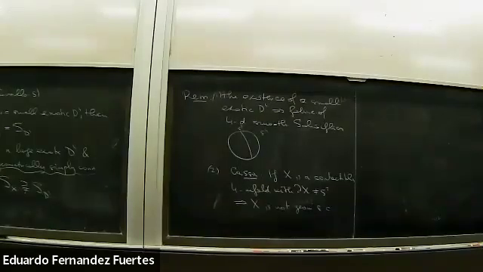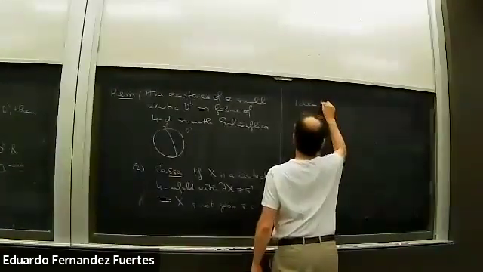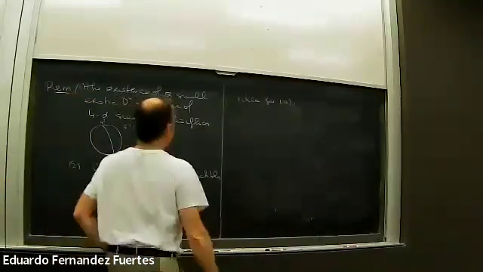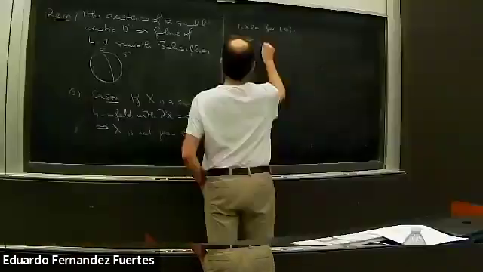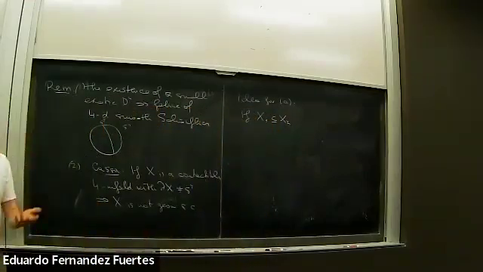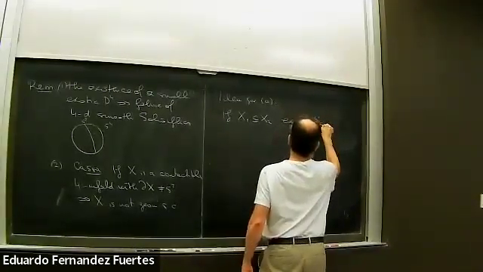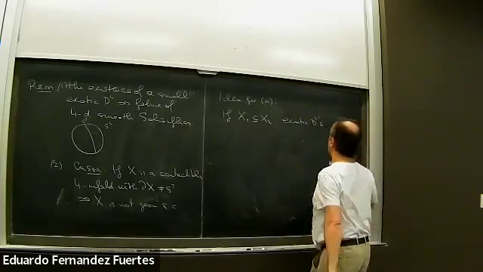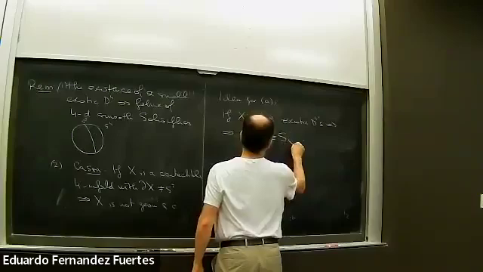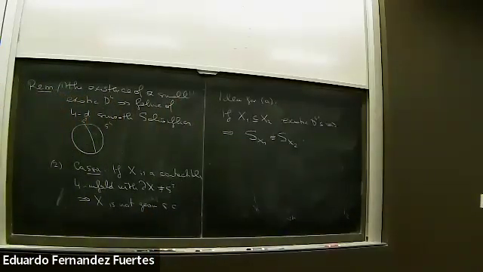Let me just label them. So the idea for A, and I will not talk about B at all. The idea is that if X1, X2 are two exotic D4s, and X1 is a subspace of X2, then S_X1 is in S_X2. So whatever link is sliced in X1 will be sliced in X2.